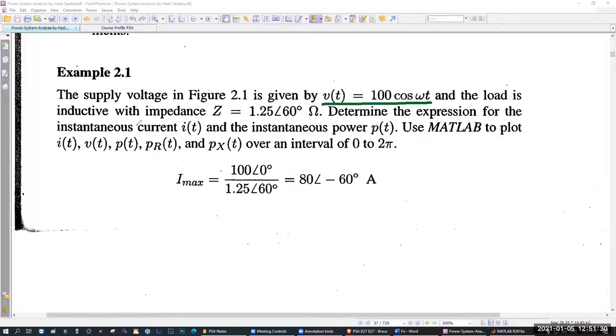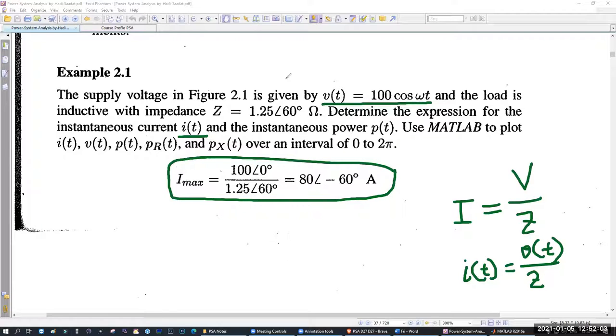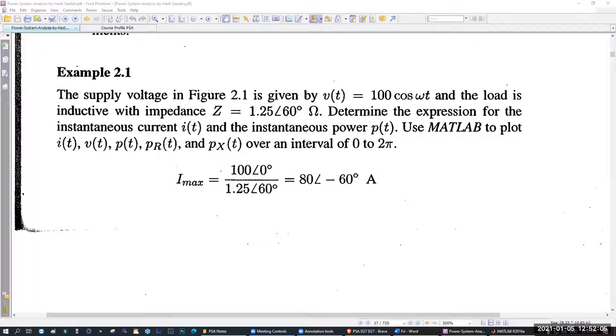This is your v(t). So you have to find out the i(t). You already know I is equal to V by R, right? So in place of R, we have to write Z now. Since it is instantaneous, we have to use smaller i, that means i(t), smaller v and Z. Here they have used the maximum value. You can do it or you can write something like this.